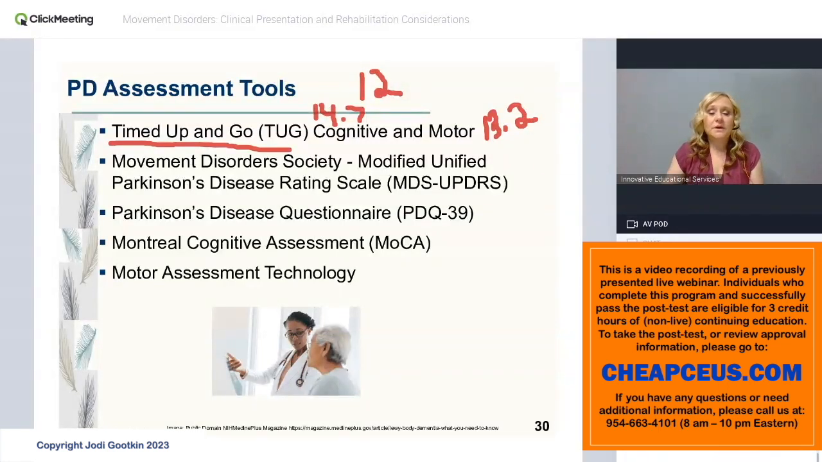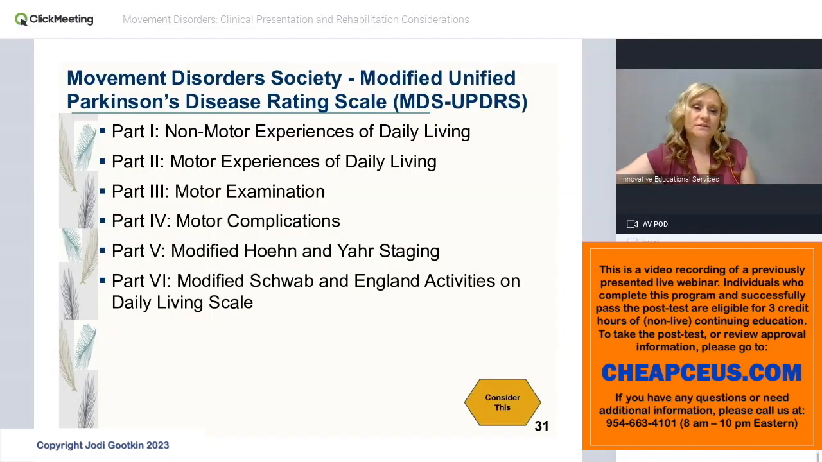So the other assessment tools that you might be utilizing for individuals with Parkinson's disease include the Movement Disorders Society Modified Unified Parkinson's Disease Rating Scale, which is a mouthful, yes, but it is a very comprehensive tool. This tool has several different sections to it. It was originally developed in the late 1980s. It was revised, I think around 2007, because what they found in the tool was that it didn't clearly separate out the motor and the non-motor components. And both are equally as important and should be addressed.